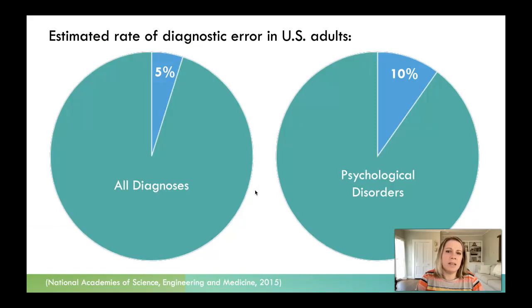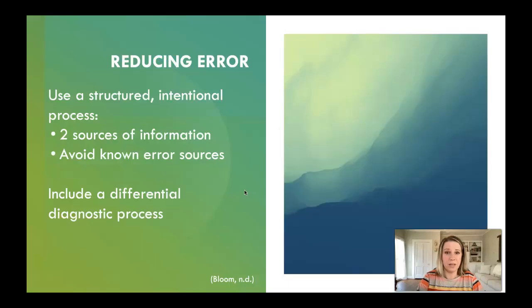So it's estimated that 5% of U.S. adults who seek outpatient care each year experience a diagnostic error. The error rate in diagnosis in psychological disorders is not well documented, but it's speculated to be at least 10% each year. Errors in diagnosis of psychological disorders are reduced when we use a structured and intentional process.